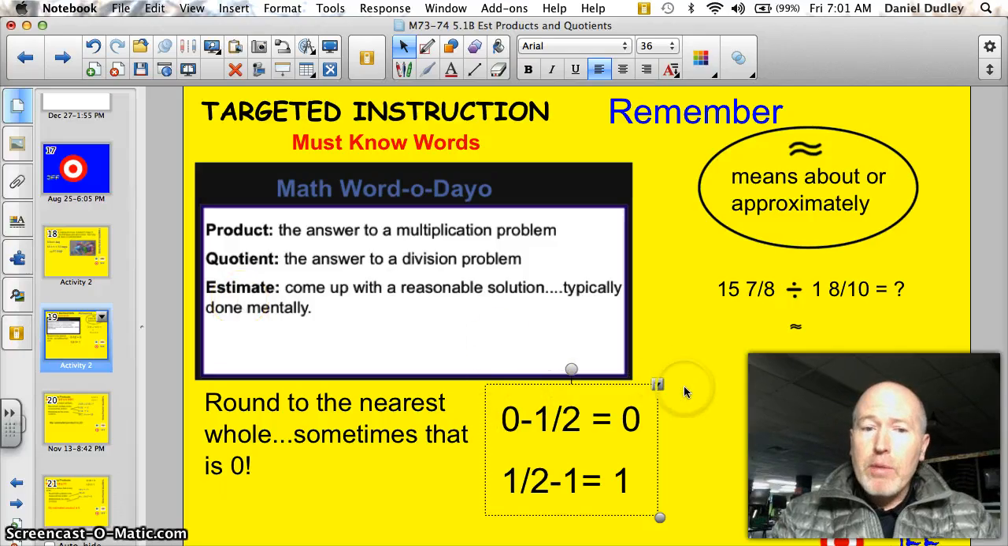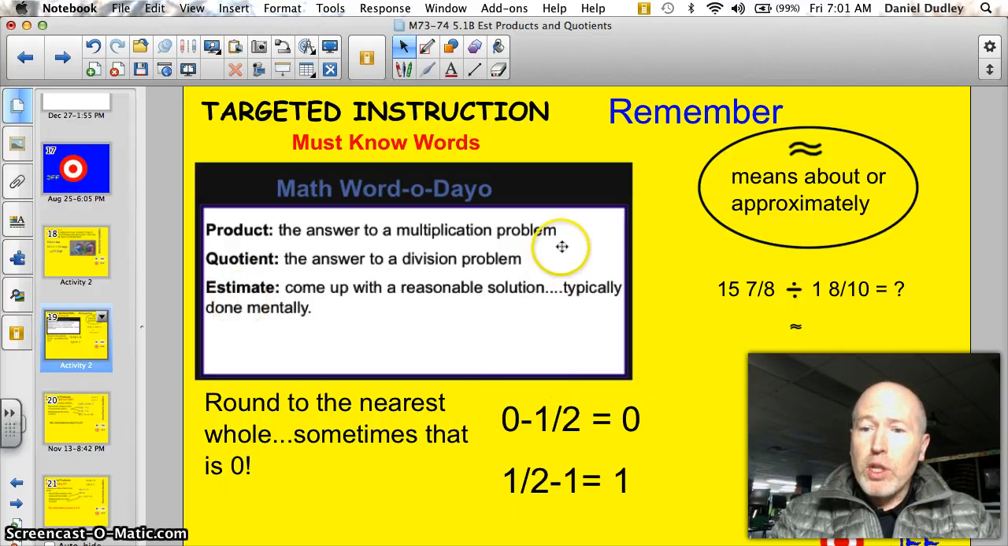All right, a little review of vocabulary. A product then is the answer to a multiplication problem. The quotient, the answer to a division problem. And then estimate, that's come up with a reasonable solution. And we usually do this mentally. You don't need to grab a calculator to do this. A couple other things. Remember that this funny little sign means approximately.